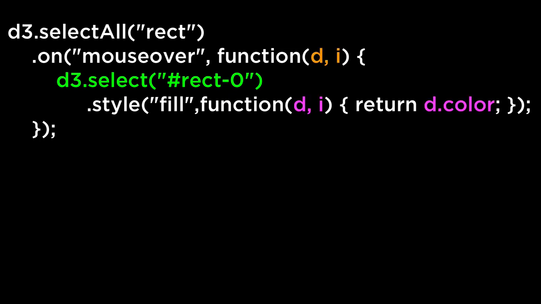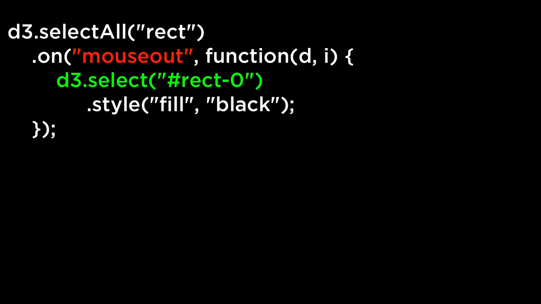Notice that the d.color is referencing the d of the rect-0 selection and not the element we are mousing over. By selecting the rectangle by its ID, we are able to use an event to modify another element. We also define a mouseout function to make sure that when we move the mouse away from the rectangle element we are mousing over, that the first rectangle will go back to the color black.